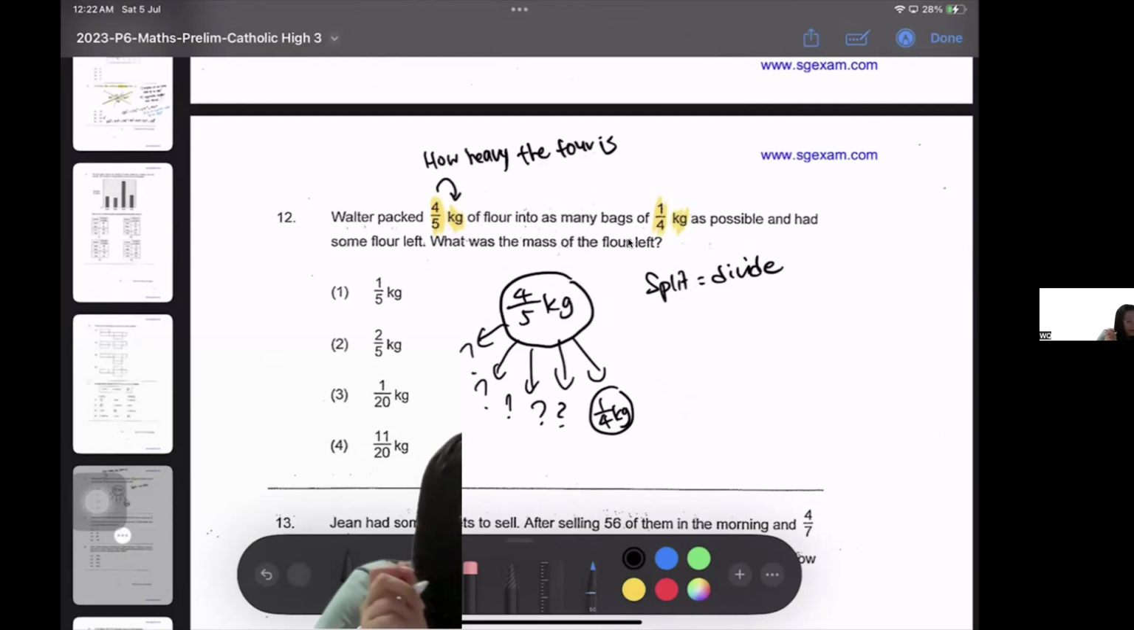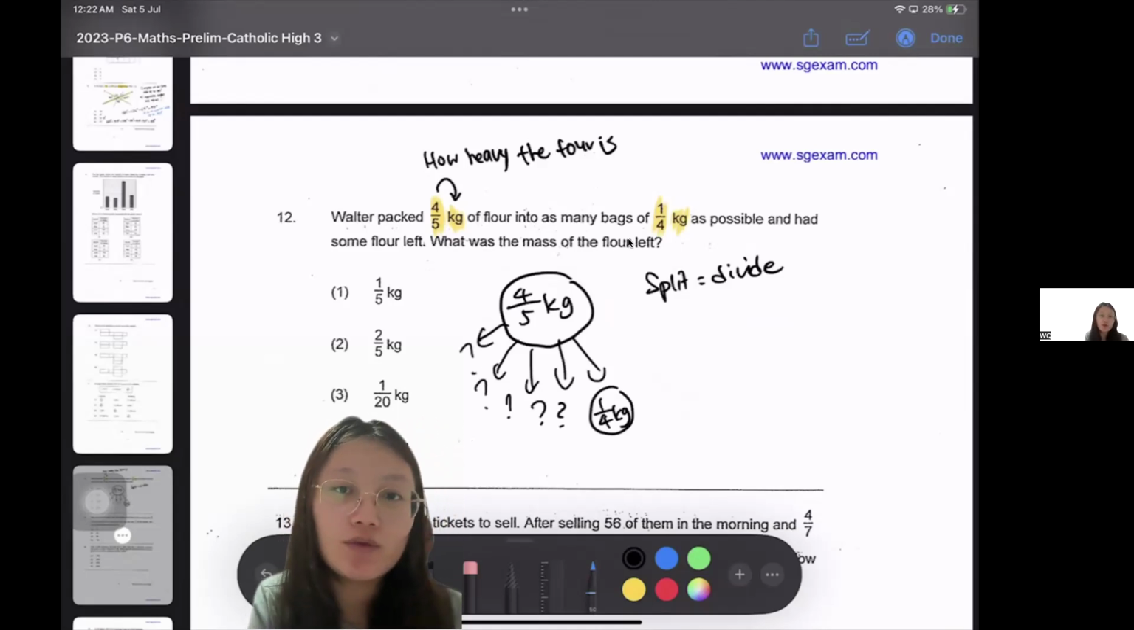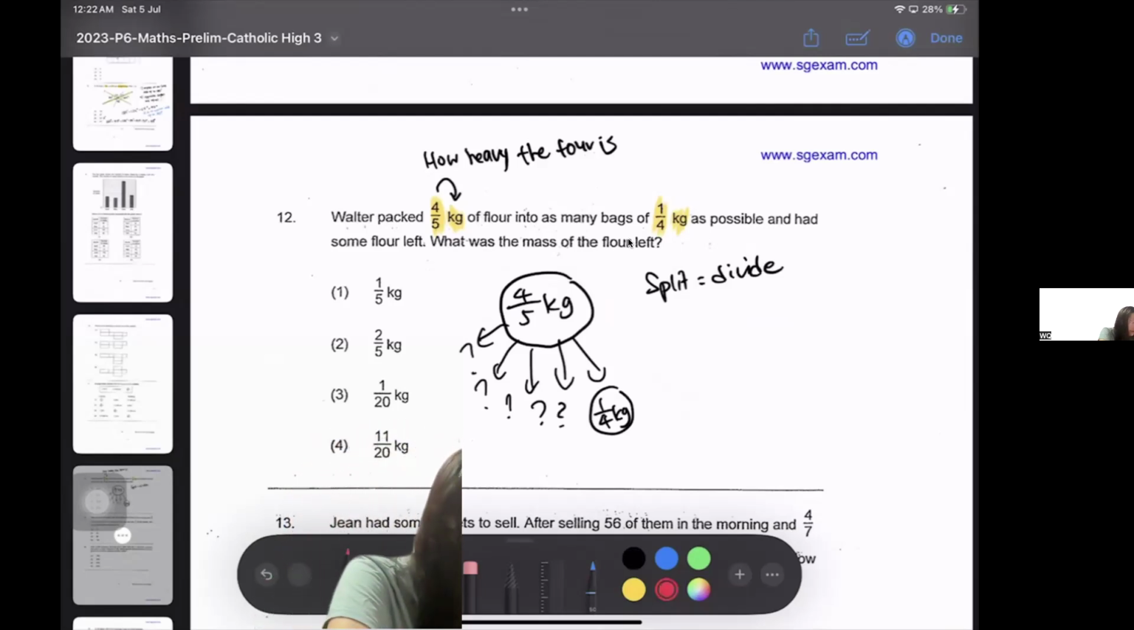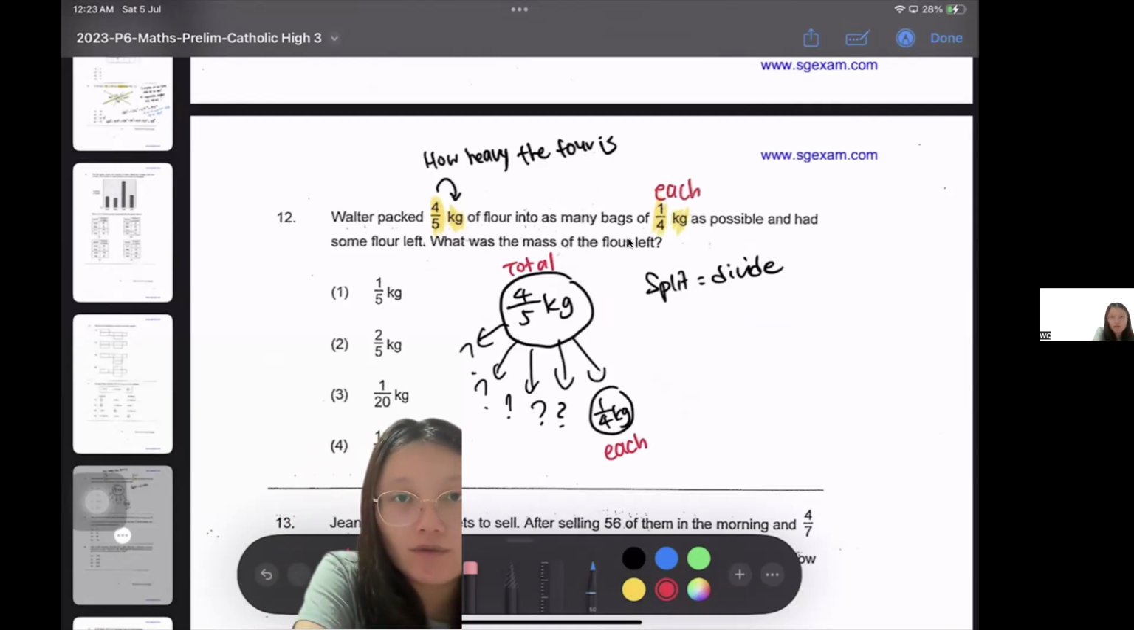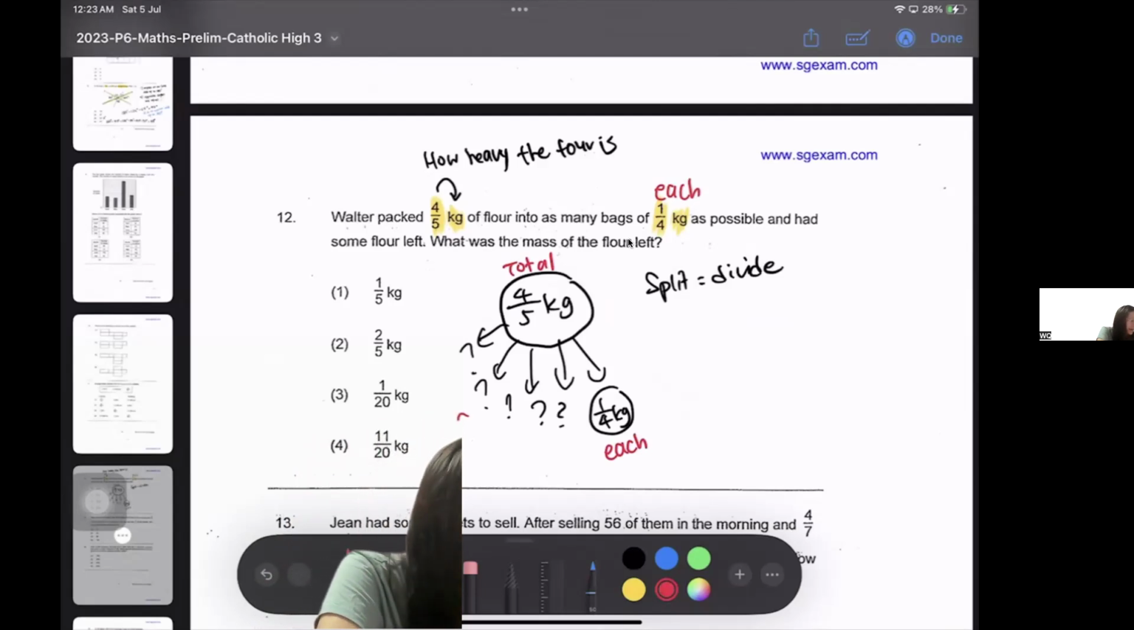So what you need to do is divide, and you need to take the total divided by what is in the bag. The total is this thing on top. He had 4/5 kg. And the each, which is how many is inside of one group, is 1/4 kg. So you need to take the total divided by the each to get how many groups there are. You don't know the groups. So let's do that. Let's take 4/5 divided by 1/4.